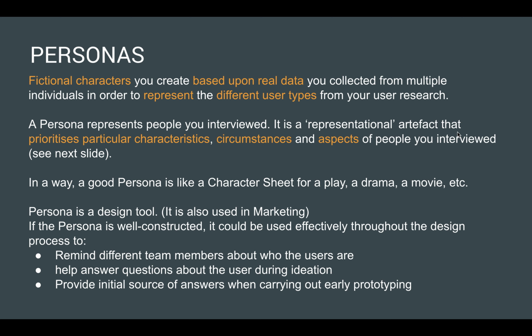It is the representational artifact that prioritizes particular characteristics. So we only put some characteristics, some circumstances, and some aspects of the people. Okay, and you see that in the next slide.